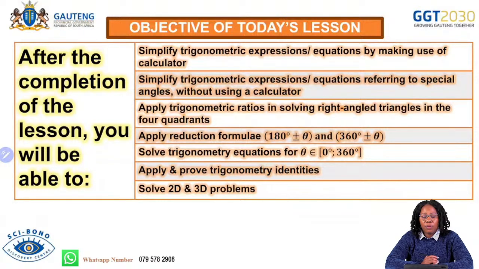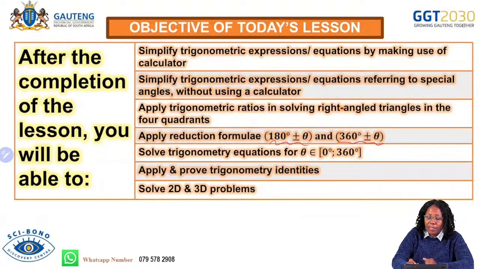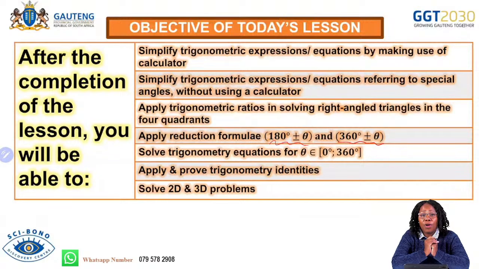And then you must be able to apply the reduction formula. With reduction in technical mathematics, we only reduce around 180 plus or minus theta, or 360 plus or minus theta. We are not using 90, grade 12. We do not use 90 plus or minus, nor 270 plus or minus theta, because we don't do co-functions like in mathematics. So in tech maths, we will only be considering 180 plus or minus theta and 360 plus or minus theta.